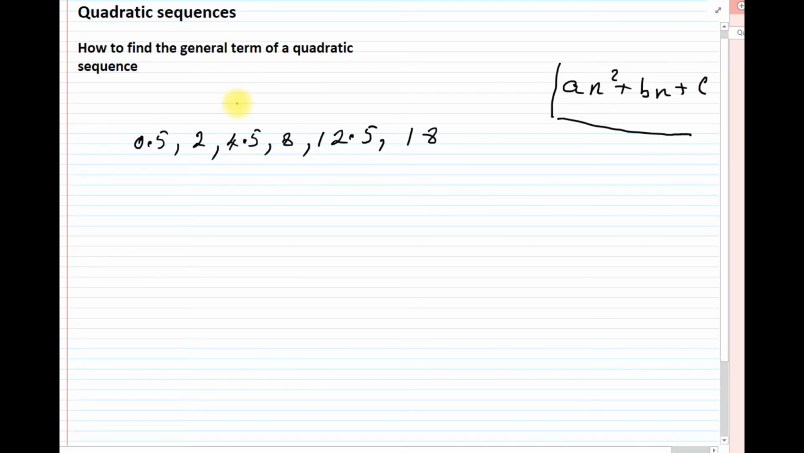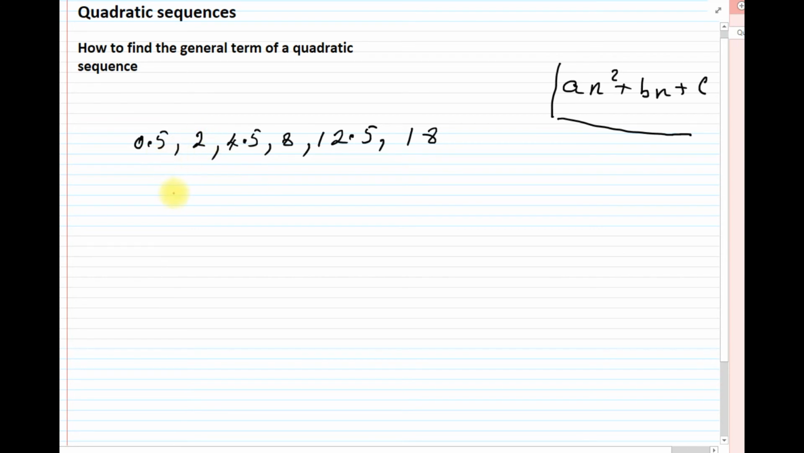Here we have another sequence. Obviously, we know it's a quadratic sequence because this is a video on quadratic sequences, but we need to first establish whether this is a quadratic sequence. And the way we do that is by finding the first differences and then the second differences.